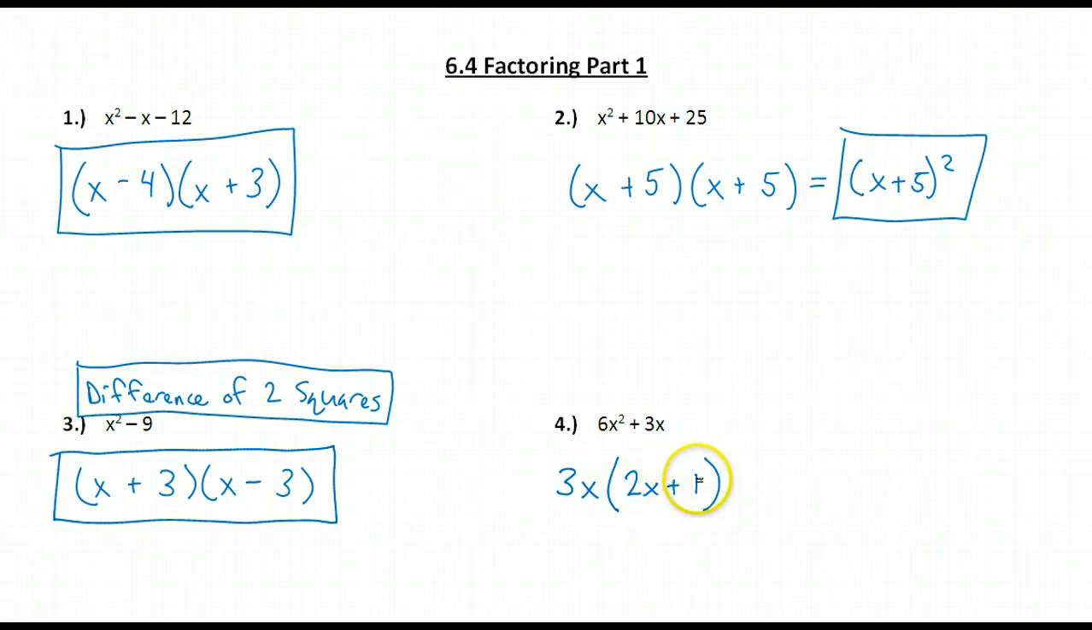I need to have this 1 here so that if I distributed back, I would get a 3x here. If I don't have the 1 there, I don't have anything to distribute to get this 3x. Notice that these two expressions, 3x times quantity 2x plus 1 and 6x squared plus 3x, are equivalent. The whole idea of factoring is that our original polynomial and its factored form are equivalent. And we can always check that answer by FOILing or distributing.